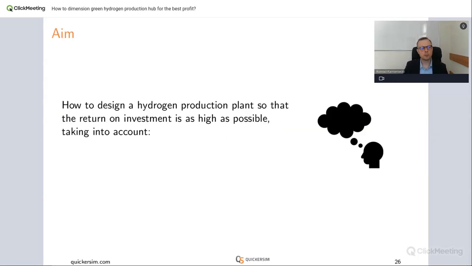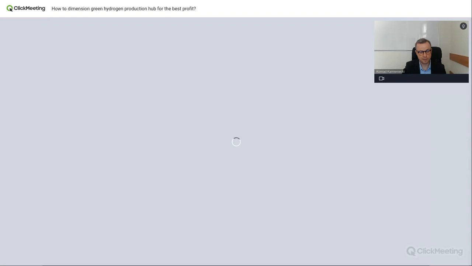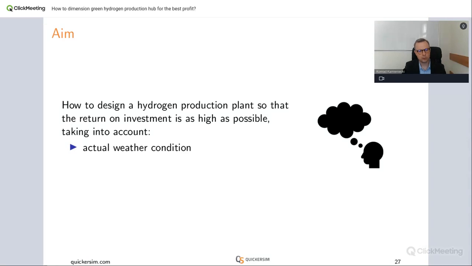So what is the problem? The problem is how to dimension the hydrogen hub or plant so the return on investment from such a hub will be as high as possible. So how to make it efficiently? Of course, to do it efficiently, we need to take into account actual weather conditions, and we also need to take into account the hydrogen demand profile. Actual weather conditions are the energy input to our model, the energy input profile, and hydrogen demand is the energy output profile, and we need to connect those pieces together most efficiently.